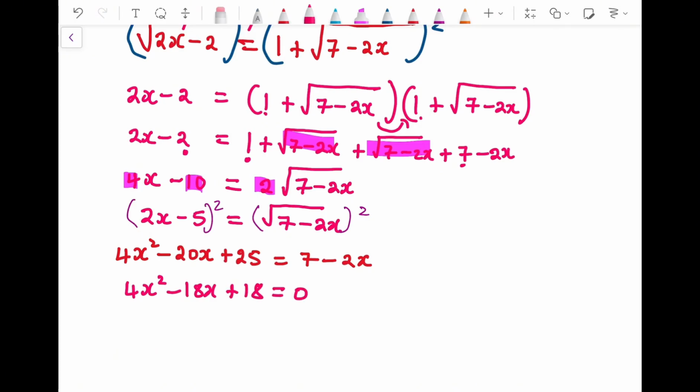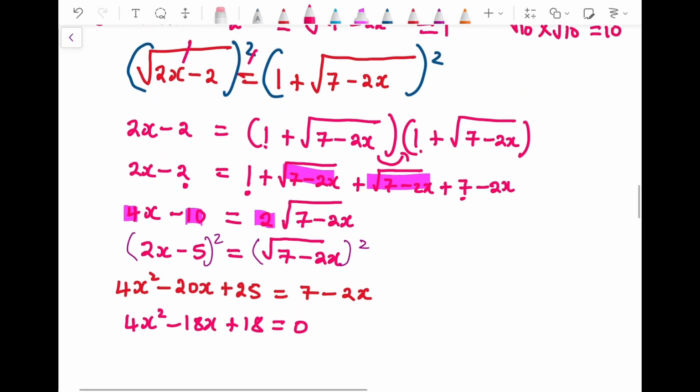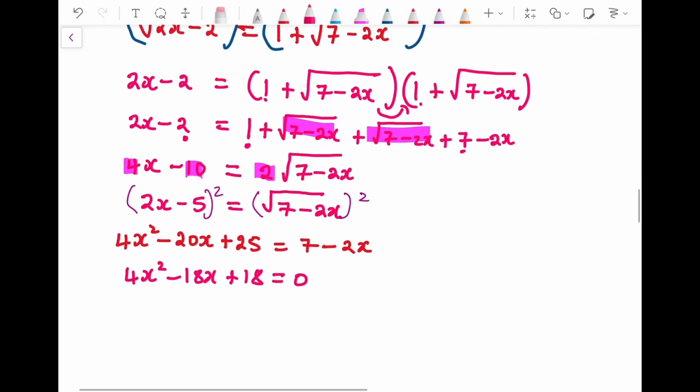This is equal to what? This is equal to 0. And then we divide everything by 2, because 2 is common throughout. So if I divide everything by 2, I am going to have 2x squared minus 9x plus 9 is equal to 0. Now we can see that the coefficient of x squared is not 1. So it is better to use the quadratic formula.